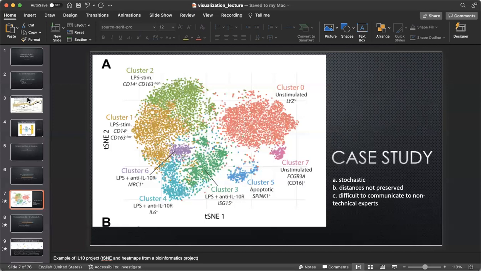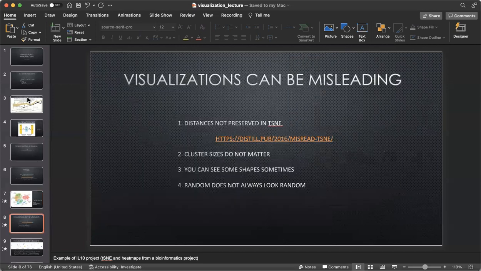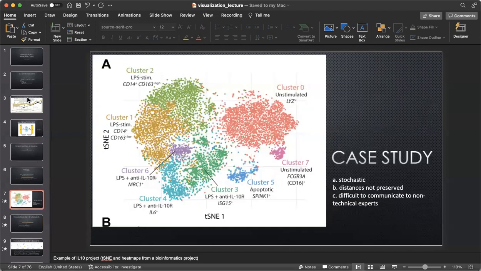Also, distances are not preserved, and there are many pitfalls that I will talk about. But visualizing high dimensional data is inherently very tricky, even with modern data science techniques. For example, as I said, distances are not preserved. Cluster sizes do not matter. Random does not always look random. And you think you can see some shapes, but the mind tricks you. You feel that this cluster is really far away from this one, so there must be some meaning to that, but there really isn't.